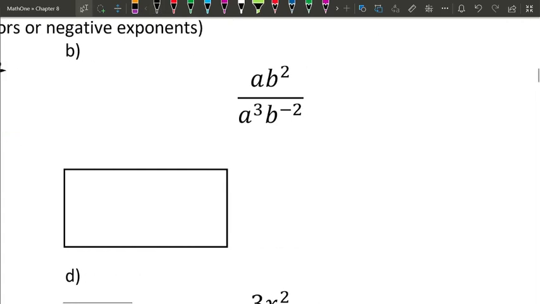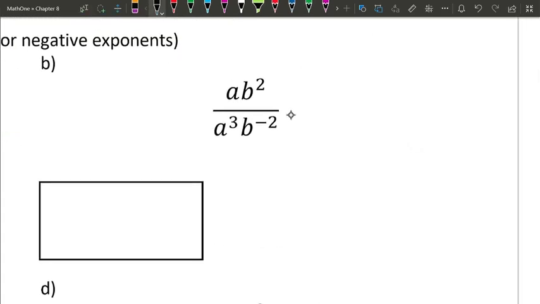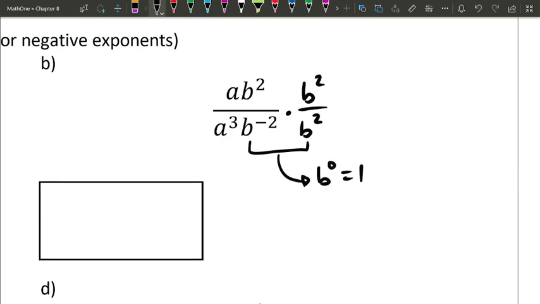Next, on this next one, I'm going to clear this b to the negative second power by multiplying by b squared over b squared, right? So I'm introducing this giant 1. The benefit is that when I multiply b to the negative second times b to the second in my denominator, that is equal to b to the 0 power, which equals just the number 1. So in this one step, now my denominator is just a to the 3rd power times 1, but it's just a to the 3rd. And my numerator is an a times b to the 4th.